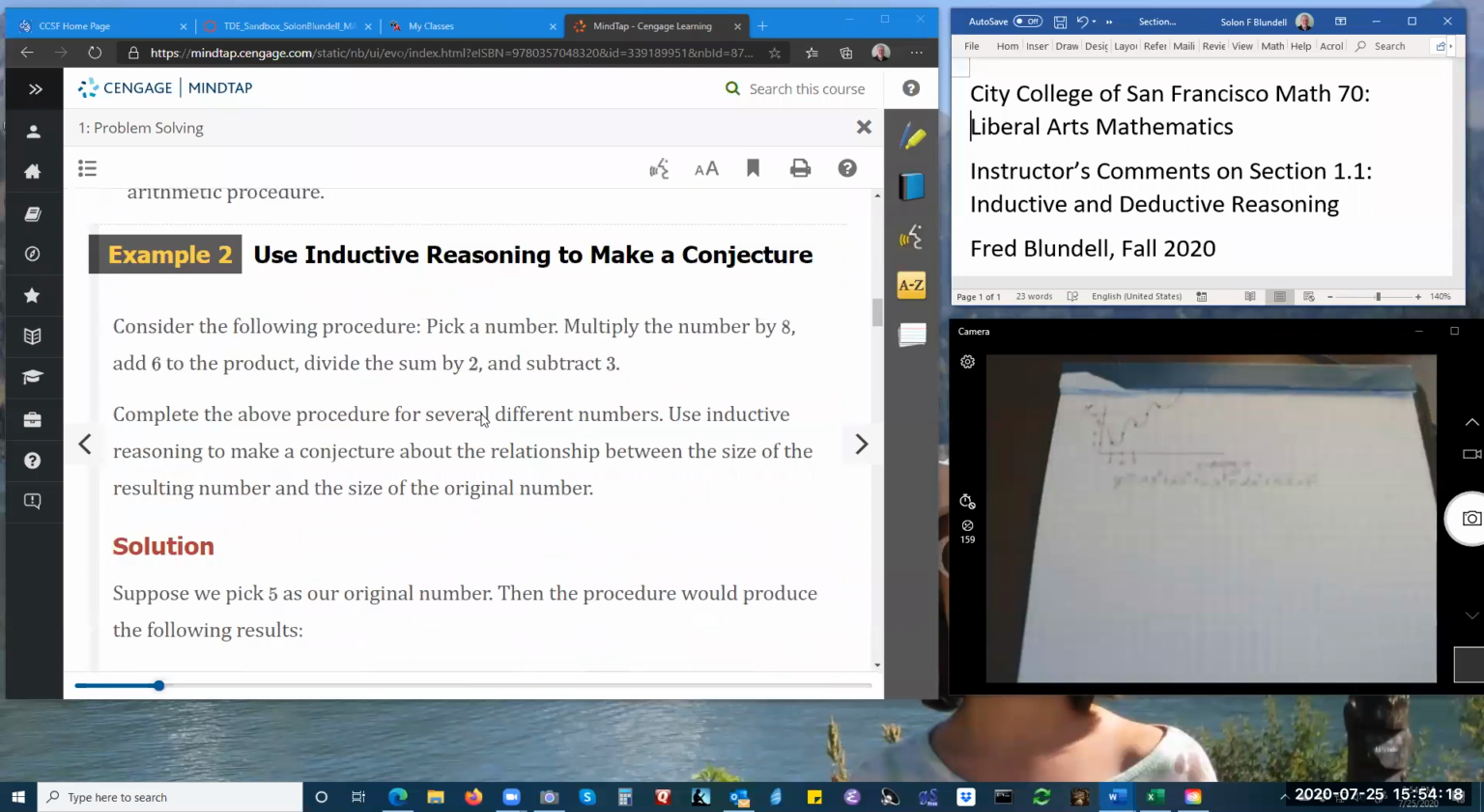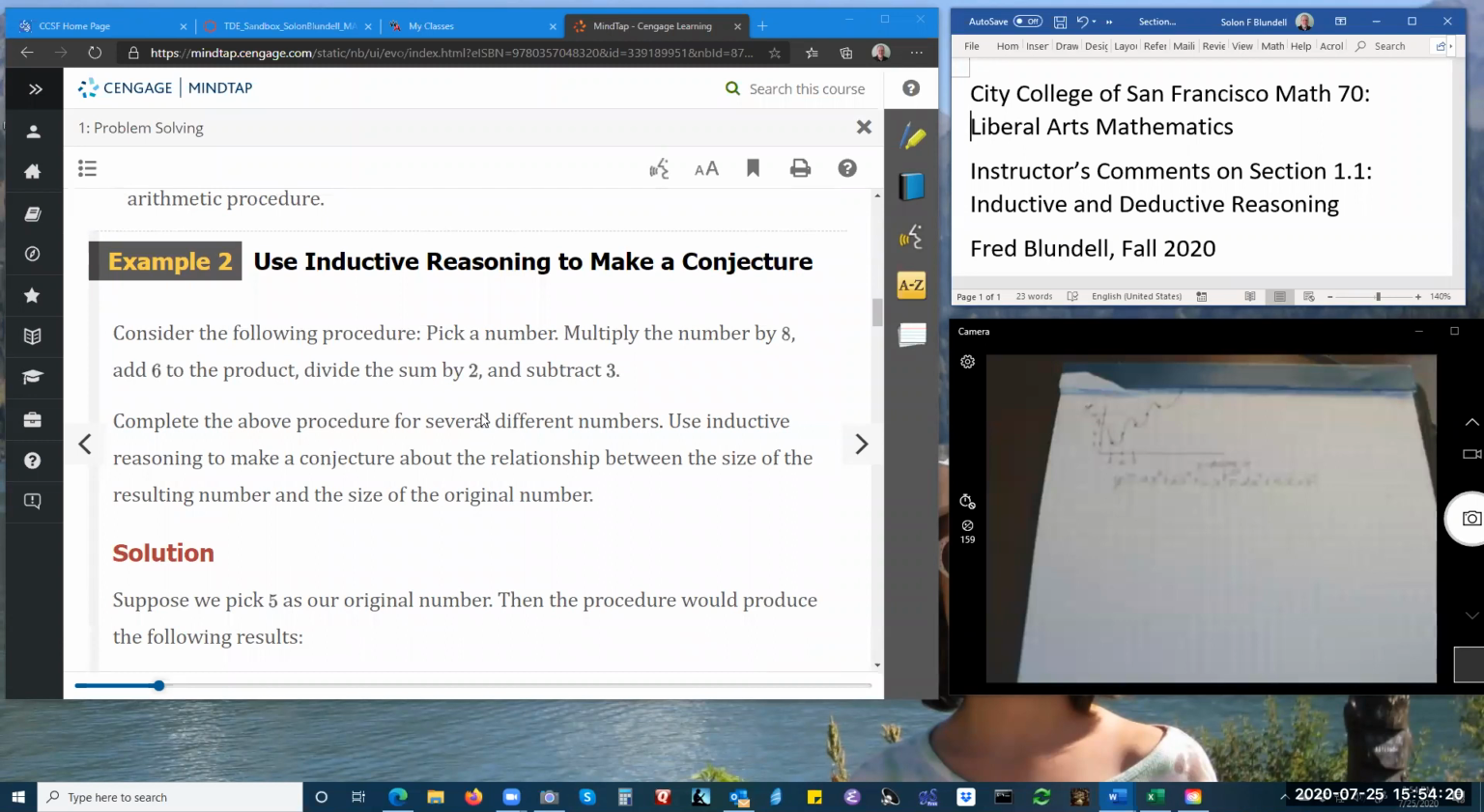So here in example 2, it's about using inductive reasoning to make a conjecture. And that's once again this idea where you notice a pattern and you make a guess that maybe it's legit, maybe that it will keep going on that way forever. And so it's called a conjecture, which is really just sort of an educated guess.